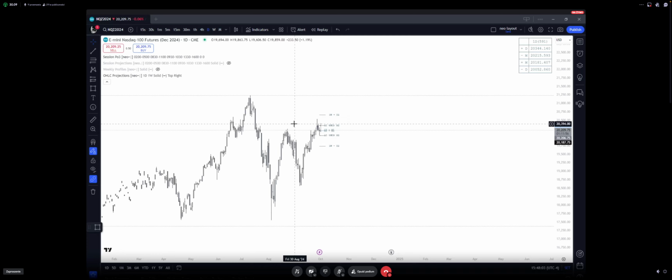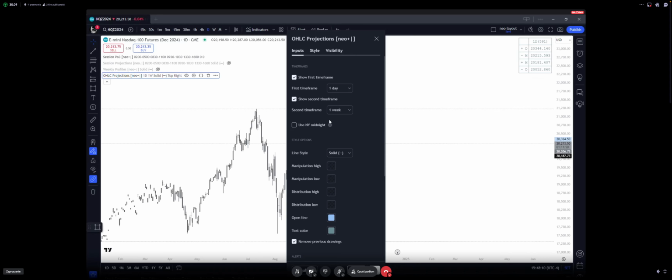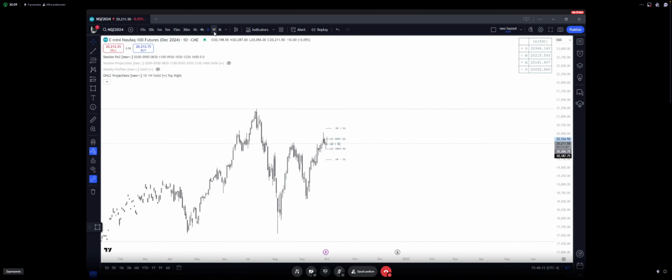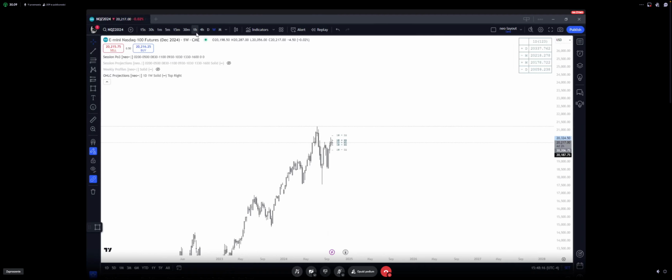Your indicator is going to be looking at daily levels, so every single daily candle, and it's going to be calculating levels based off of that. If you've got the weekly selected like this one, then it's going to be looking at the weekly levels, so every single weekly candle.